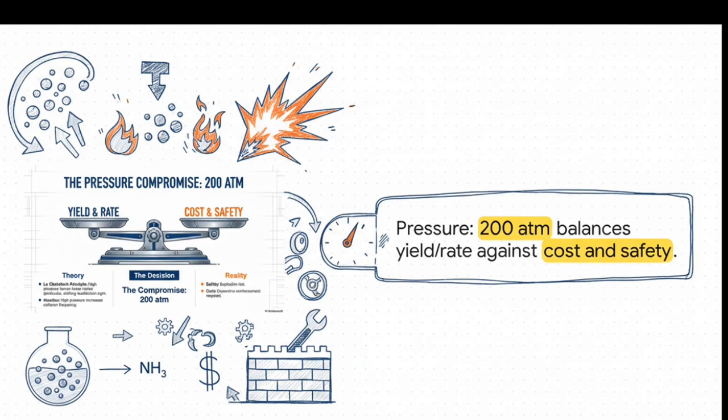So great, let's crank it up to 1,000 atmospheres, right? Well, no. Trying to build and operate a factory that can safely contain that kind of pressure is just insanely expensive and incredibly dangerous. So again, it's a compromise. 200 atmospheres is high enough to get a good yield and a fast rate, but not so high that you're breaking the bank or risking a catastrophic failure.